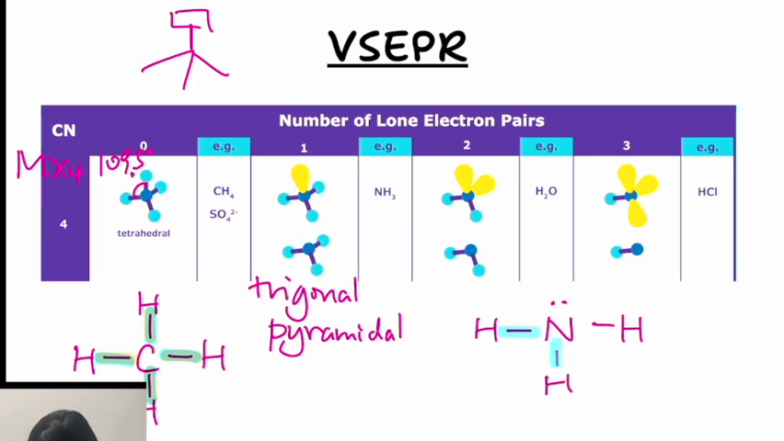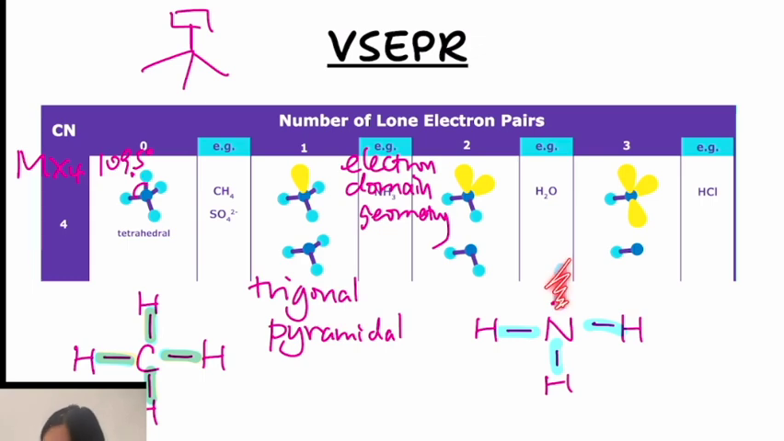It has 1, 2, 3, 4 electron pairs, including the lone pair, so it has the tetrahedral electron domain geometry again. But when we name the structure of ammonia, we don't really take into account the lone pair electrons. We only consider the tripod, so we call it trigonal pyramidal.